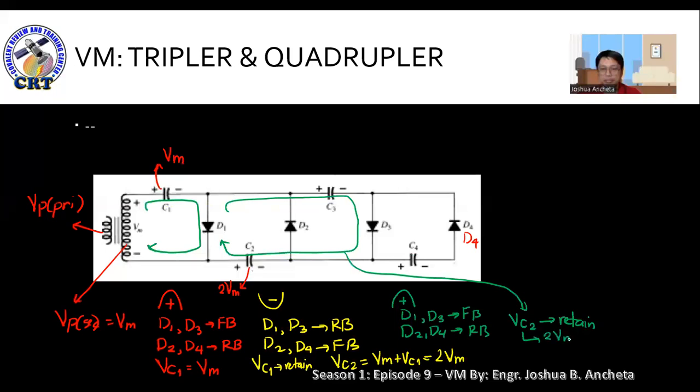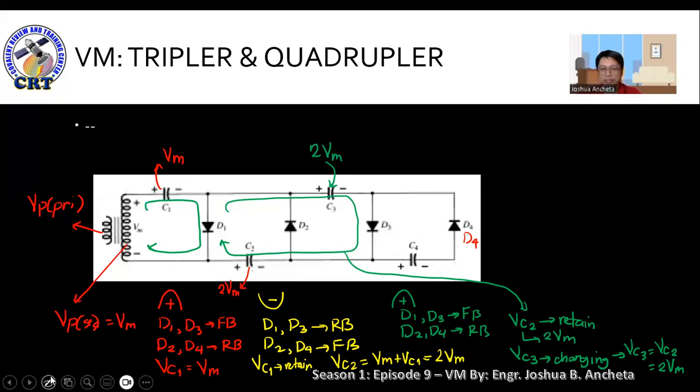2 Vm. If you observe this loop, VC3 will charge, right? VC3 is charging up to whatever voltage is in its loop. And in this case, it is equivalent to VC2. VC2 is 2 Vm, right? So, class, this C3 will charge up to 2 Vm also.